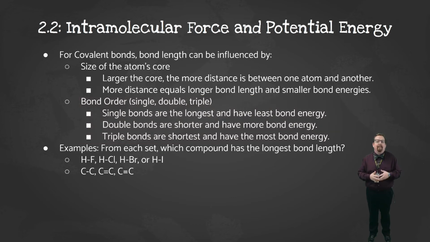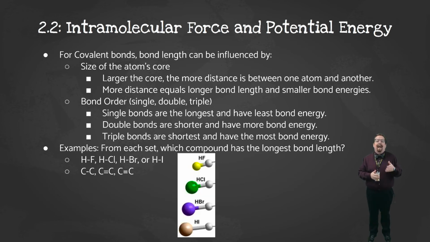If we were to compare the following covalent bonds in each set, which one do you think would have the longest bond length? In the first set, we're looking at various hydrogen halide compounds. Remember, the bigger the atom, the longer the bond length. So which atom is bigger? Fluorine, chlorine, bromine, or iodine? Since we add shells of electrons as we go down the periodic table, iodine will be our largest atom here, making the HI bond the longest of this set.